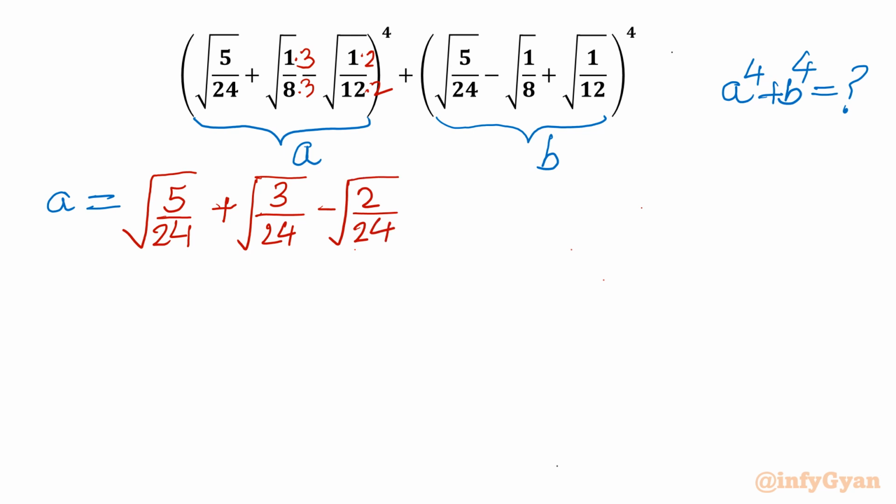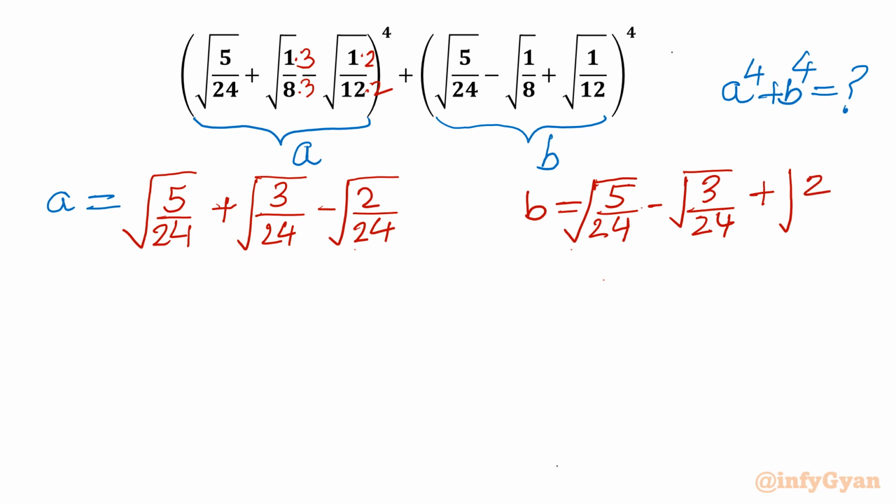Similarly, I will write for B also. It will become square root 5 over 24 minus square root 3 over 24 plus square root 2 over 24. Okay. Now the denominator is square root 24, so we can take root 24 common.